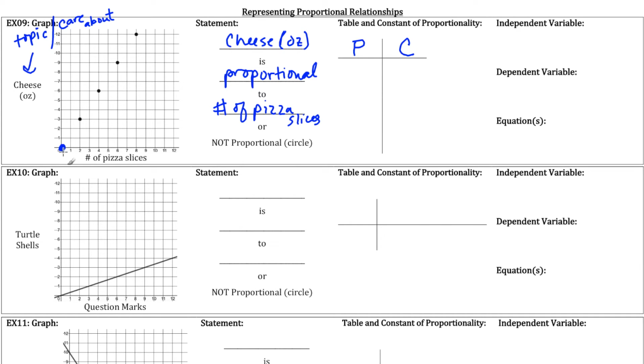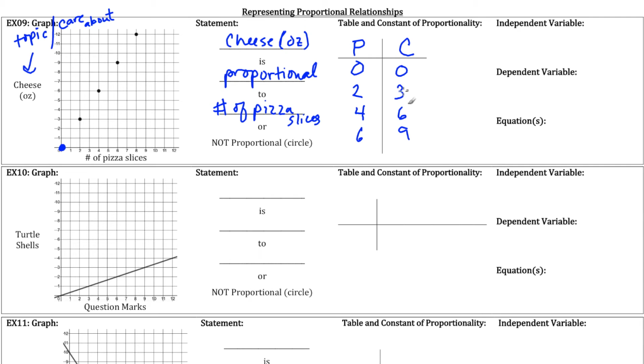So 0 pizza, 0 cheese. 2 slices, 3 ounces of cheese. 4 slices, 6 ounces of cheese. And 6 slices, 9 ounces of cheese. We can keep going, but we have enough here. Like I said, 0, 0. It should show up, right?